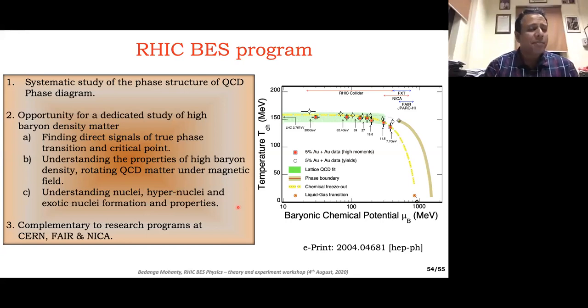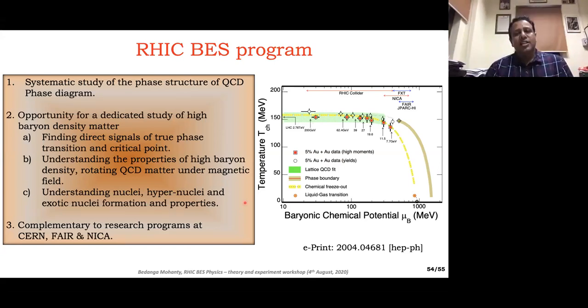This program is highly complementary to research programs at CERN and ones which are coming up at FAIR, NICA, and J-PARC. In fact, the higher moment measurement specifically gives us an opportunity to test thermalization of the distributions that we measure in heavy ion collisions.